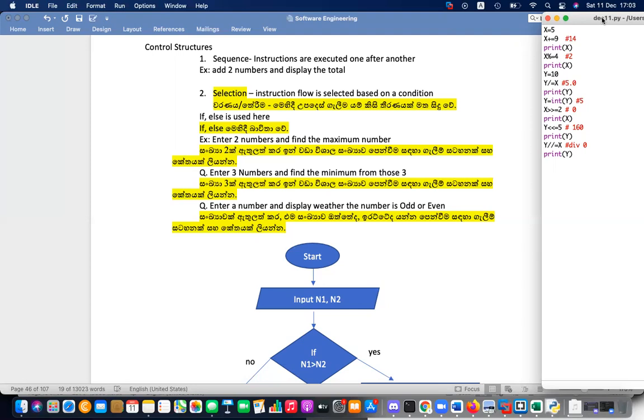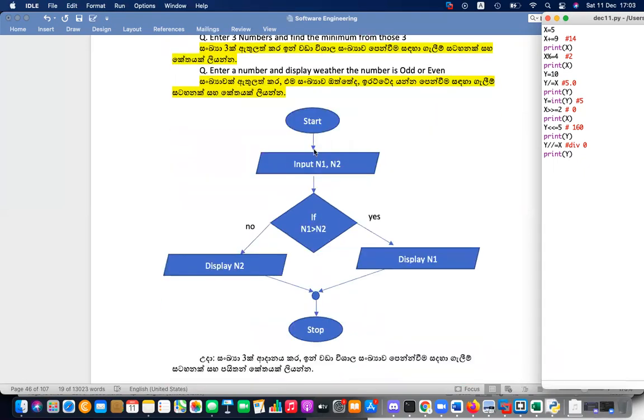Okay. The second control structure is sequence, where things are happening one by one. So that is called sequence. දේවල් පිළිවෙලට වෙනකොට එකකට පස්සේ එකක් අපි එකට කියනවා sequence කියලා. Selection means you have to take some decision.